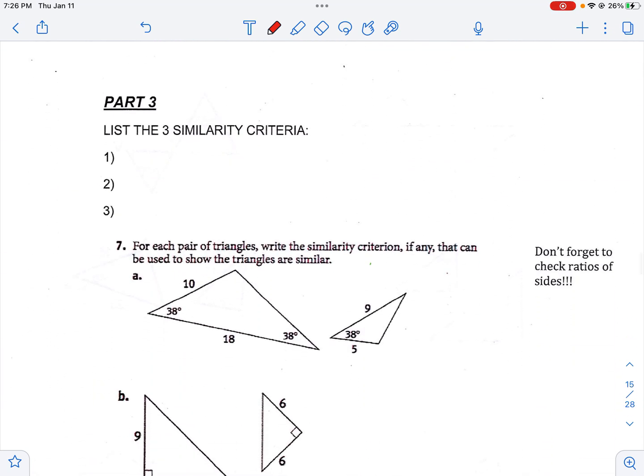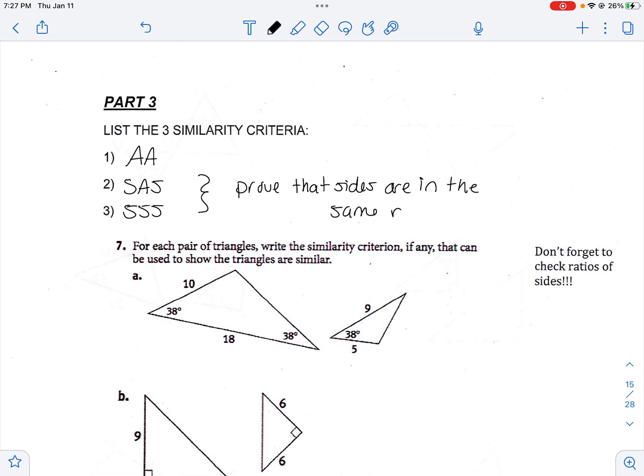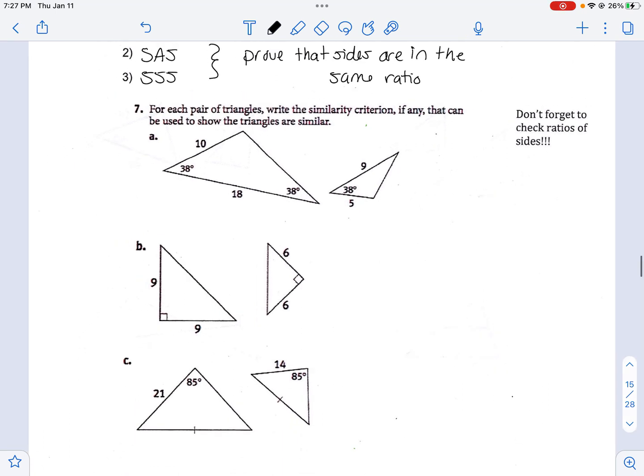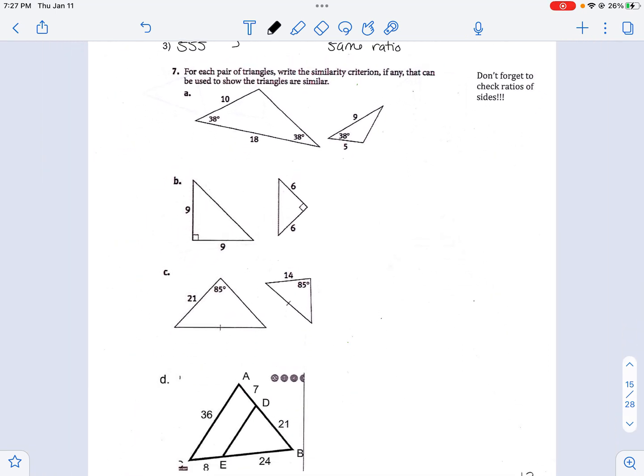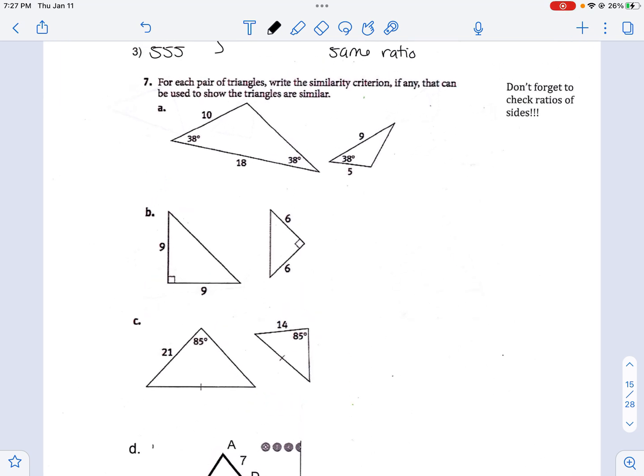So just as a quick recap here, the 3 similarity criteria that we can use to prove that triangles are similar are angle, angle; side, angle, side; and side, side, side. Now remember, on the ones that involve sides, you have to be able to prove that sides are in the same ratio. Okay, so it's not good enough just to say, oh, these 2 sides go together. You have to prove that the ratios are the same. Okay, so a couple of quick examples, and we might skip around. We might do just 1 or 2 of these and then maybe have you try a couple of them. So a couple of quick examples here.